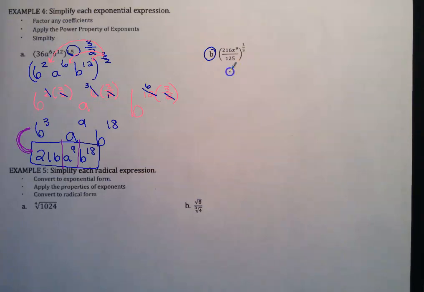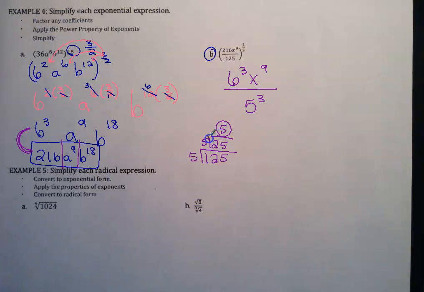All right, so we're going to have 6 to the 3rd, x to the 9th over 5 to the 3rd. Again, if you're not for sure where we're getting these, we can take 125 and divide by a prime number. So we got 5. And then 125 divided by 5 is 25. We can divide that by 5 and we get another 5. So there's our 5 to the 3rd to help us. All right, so all of this is raised to the 1/3 power.